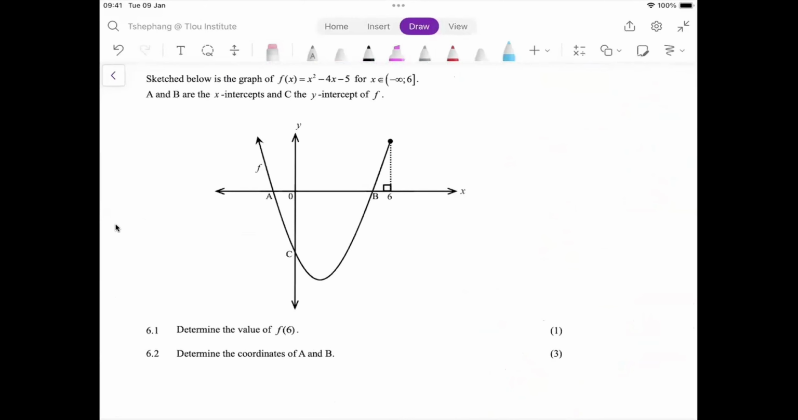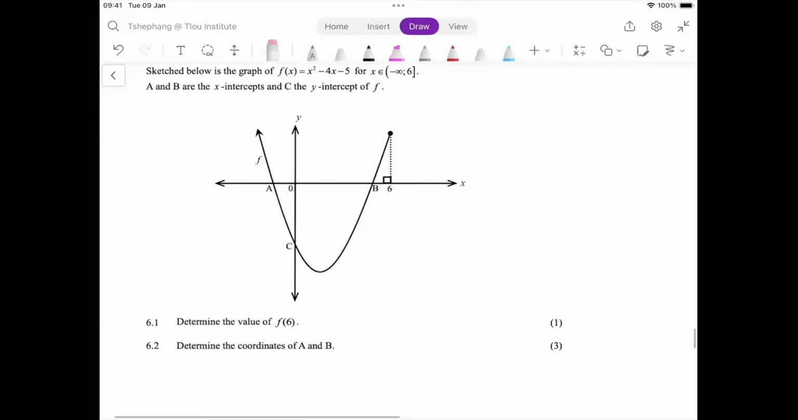Sketched below is the graph of f of x is equal to x squared minus 4x minus 5, for x is an element from negative infinity to +6, including the +6, right? So don't be alarmed when you get a question like this. It's a normal graph. It's just that they decided to end their graph at +6. So usually you would just say it goes on, but they just decided to cut it off there. That's the only thing that they did. Now, the first question says, determine the value of f of 6.